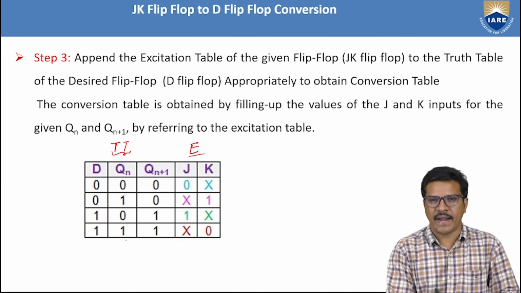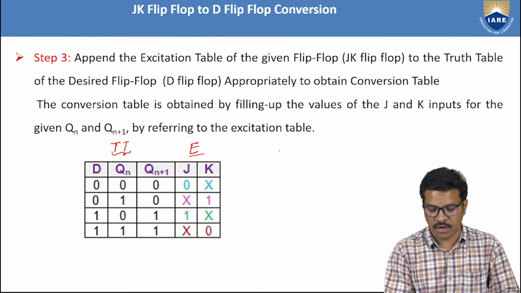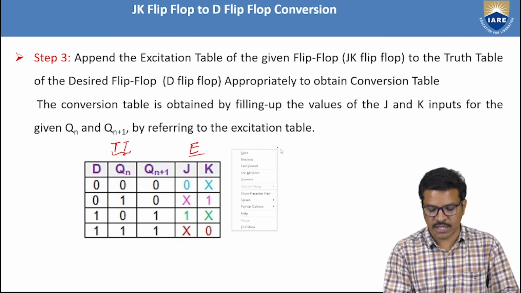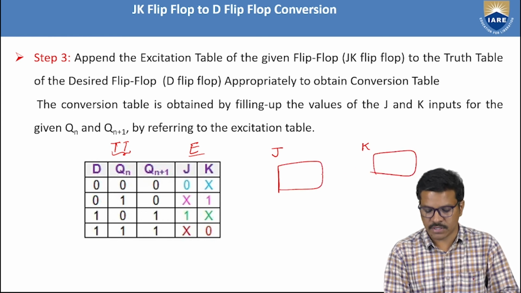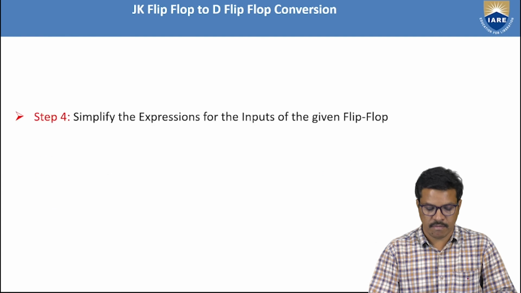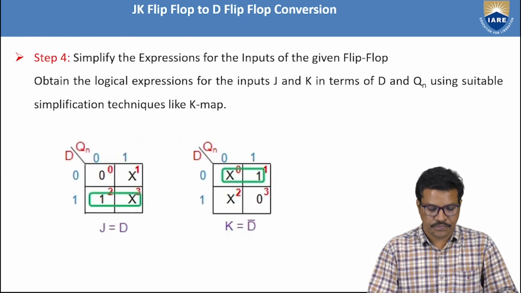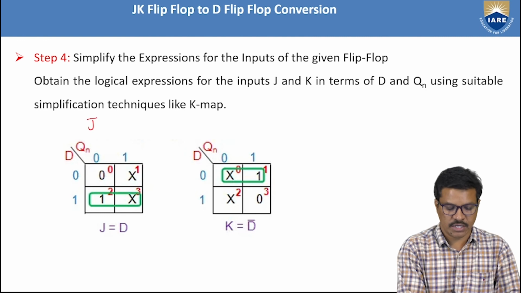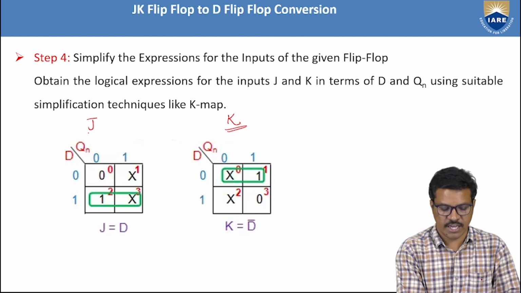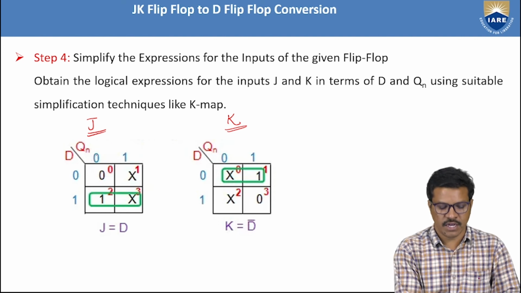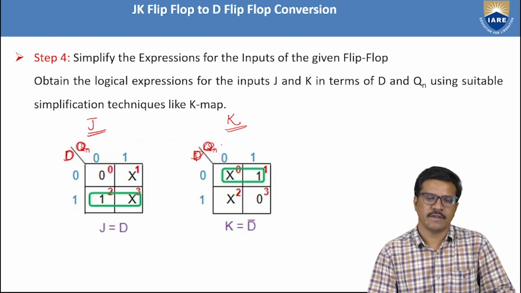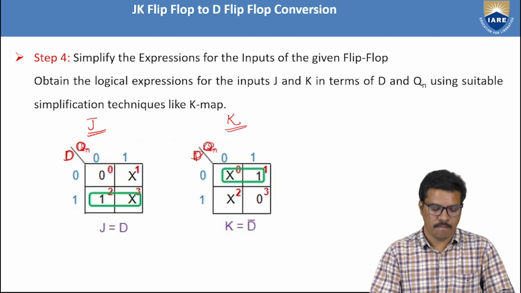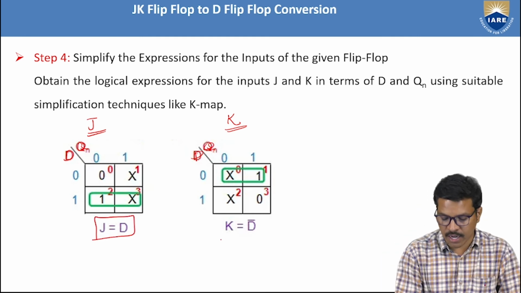Now, once the excitation table is appended and we have the conversion table, get the simplified Boolean equation for J and the Boolean equation for K using K-maps. For J, we can consider the D input and Qn input. D input and Qn input, only two variables are there. That's why I'm taking a two variable K-map. You will get J is equal to D and K is equal to D bar.